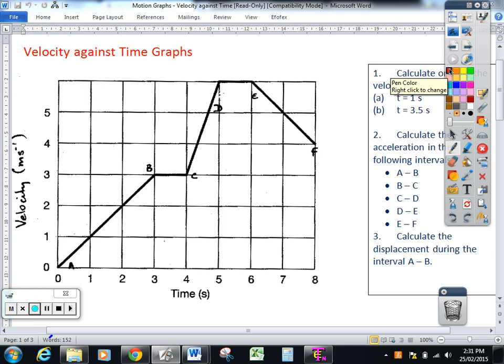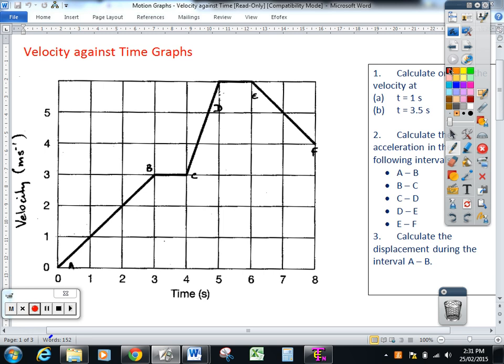What is the change of velocity? Any change is automatically acceleration. So whenever we see a change in velocity, we are looking at acceleration. So let's have a look at what we've got here. This is the first of the graphs that you are going to be working with.